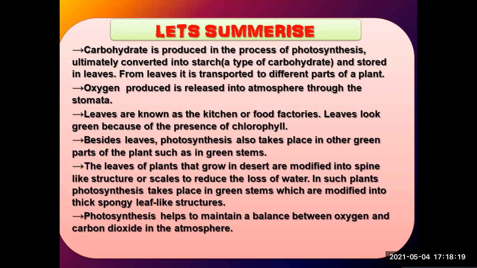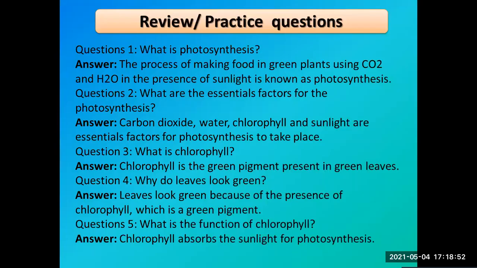Besides the leaf, photosynthesis can take place in stems as well. The green stems perform photosynthesis. The plants that grow in desert have spines. The leaves get modified into spines. So the stem has to take the responsibility of photosynthesis. And photosynthesis helps in maintaining the balance between oxygen and carbon dioxide in the atmosphere. So this brings us to the end of this topic.